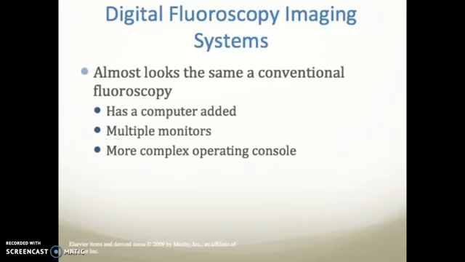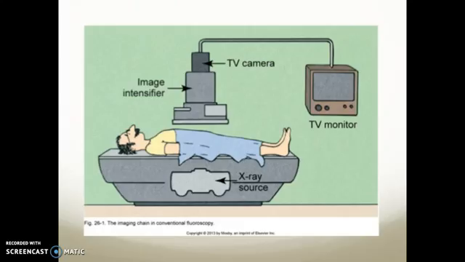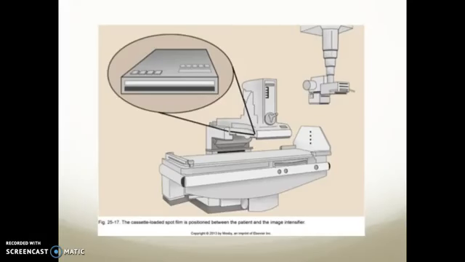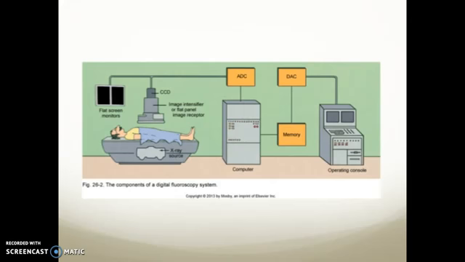So with your digital fluoroscopy imaging systems, they almost look the same as the conventional, except a computer is added, and it has multiple monitors and a more complex operating system. So here's your conventional, very simple system, and it has a cassette loader there. This is the part of the digital that's different. Your II typically has two monitors. Here's your ADC and your DAC, and you have memory. So you can see there's a lot more components to it.